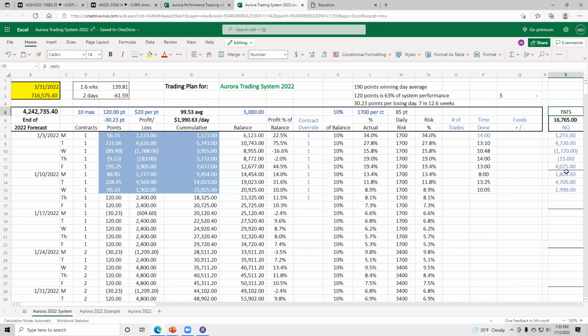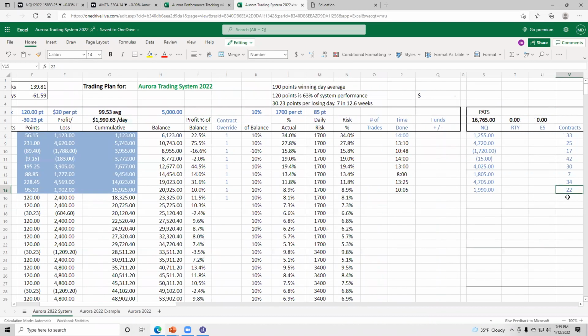So today, the PATS performance was $1,990 on 22 trades. So by putting in the number of contracts, it's 22 contracts. By putting in the number of contracts, we are incorporating fees and commissions into our future forecast. With PATS, we were done trading at 10:05 this morning. So you can see here, there was one day this week we were done at 8 o'clock. There are other days where we're trading right up until 2 o'clock. Here we were done at 10:48. There's 3 days that we were done in the 1 o'clock hour.